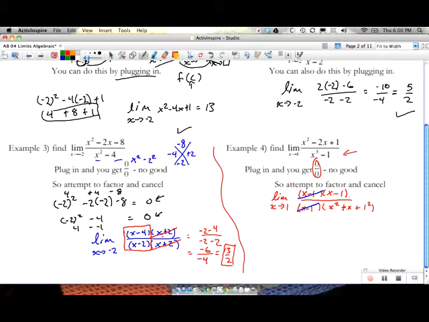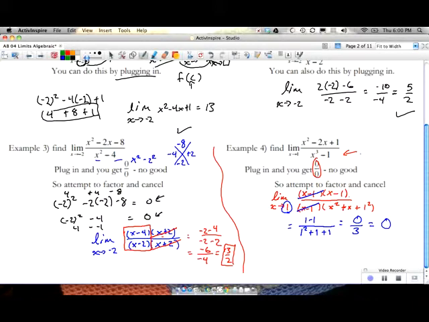Now I have on top and bottom two new factors. If I plug in 1 on top, I get a 0. If I plug in 1 on bottom, I don't. So I'm okay. I can just plug in 1. That means I'm going to have 1 minus 1 over 1 squared plus 1 squared, or just plus 1 again. So it's really 0 over 3, or simplified even more, 0.